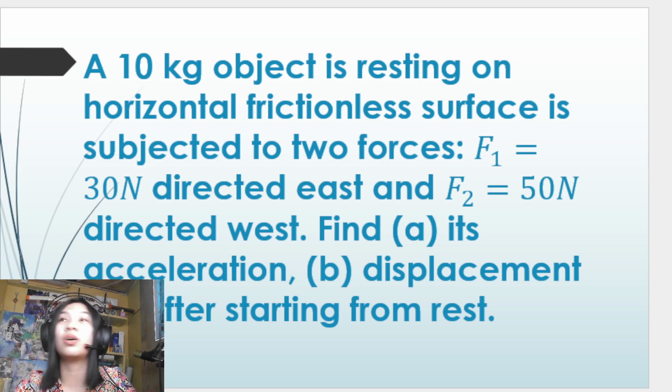If we are to draw that in our free body diagram, we give the force first. So here, it is just one object that we are observing. So it means it is just an individual system. Since it is directed to the east, it is going to the right. 30 newtons. Okay?